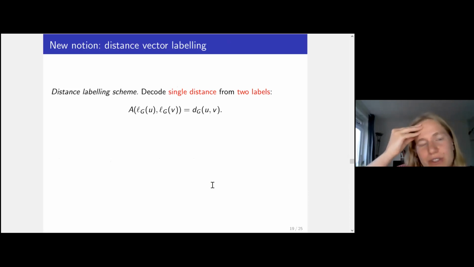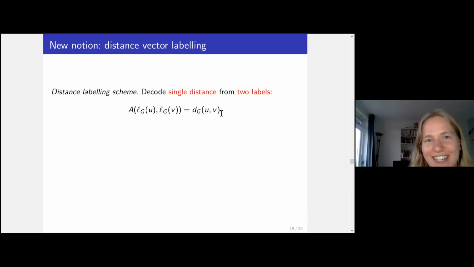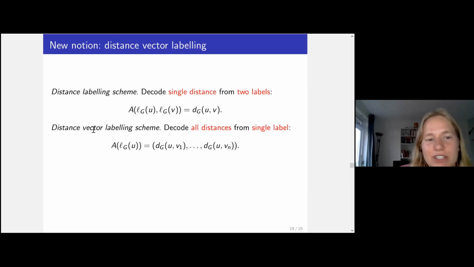There's the notion of a so-called distance labeling scheme that people have investigated. From the labels, instead of knowing whether the vertices are adjacent, we decode what their distance is. It turns out that this doesn't work. You can get the distance labeling scheme from an isometric universal graph, but not the other way around. We introduce a new notion of a labeling scheme, which does give us isometric universal graphs.